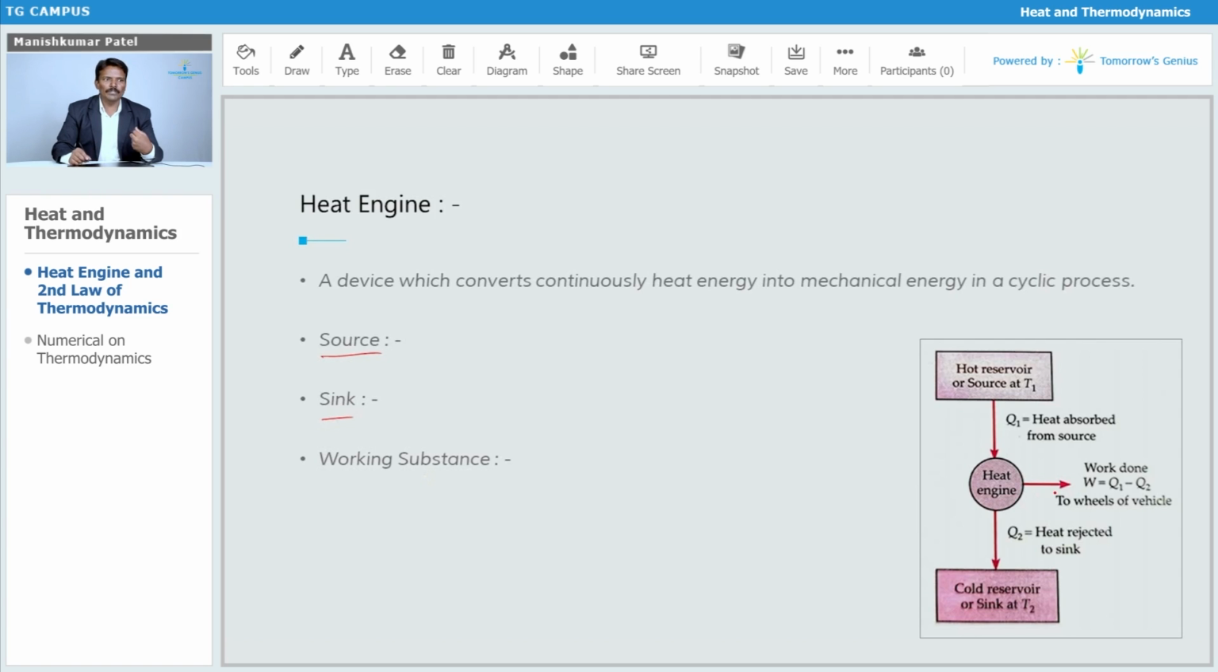So Q1 is the heat absorbed from the source. The work done is Q1 minus Q2. Q2 is the heat rejected to the cold reservoir, which is maintained at low temperature T2. The source is a large amount of heat at temperature T1. The sink is the heat at lower temperature, and the working substance is what does some work. That is what we say over here.